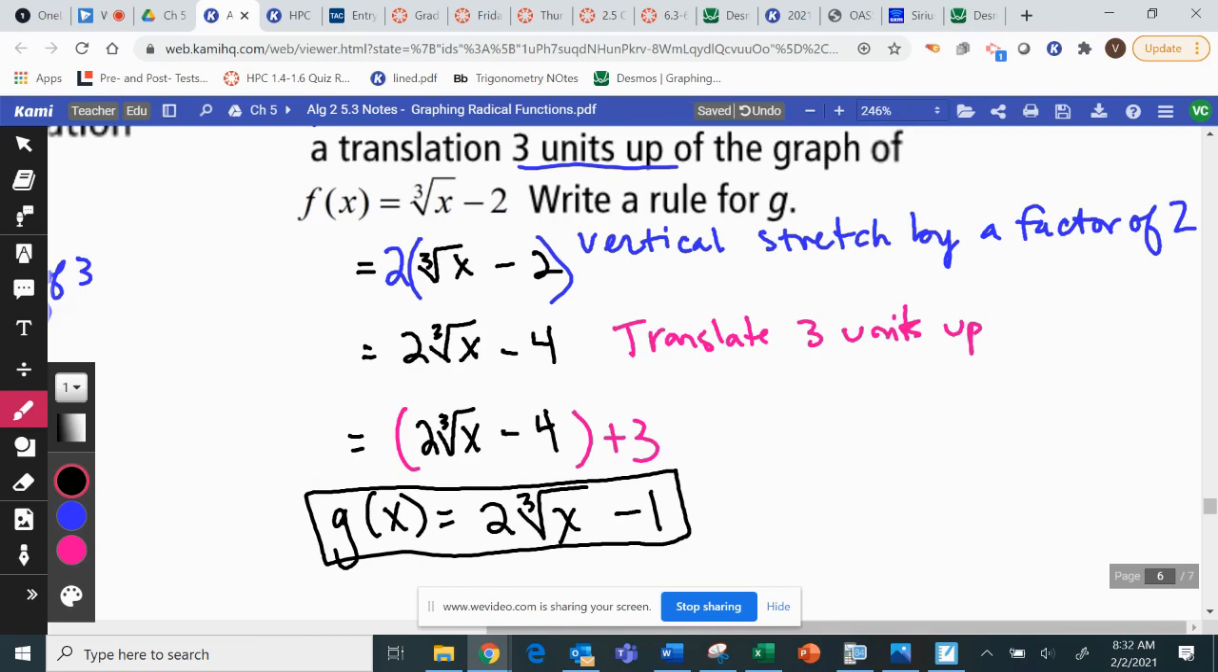You see how, for vertical shifts, we're putting them on the outside. So you put those parentheses in and you stay on the outside of the whole function before you simplify.